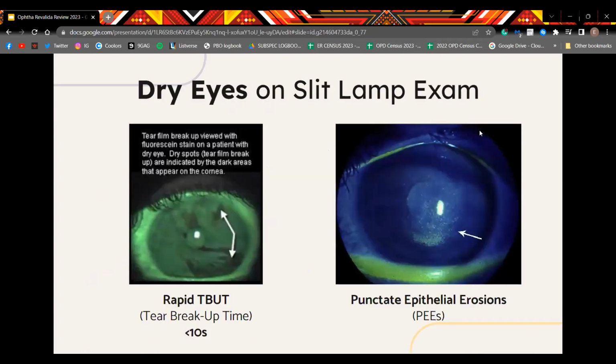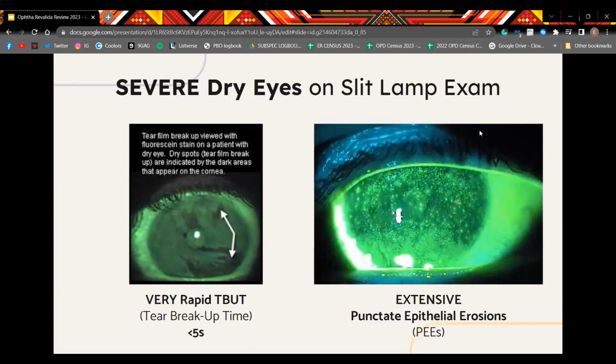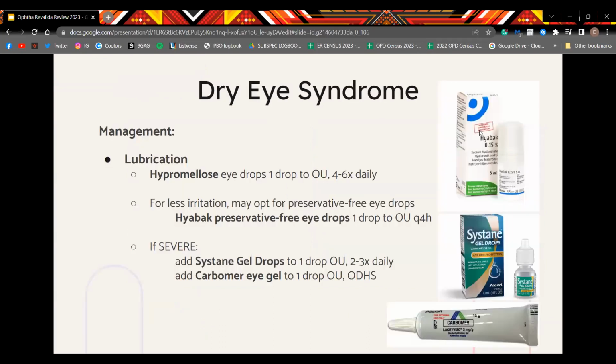Okay, so again this is yung appearance ng dry eyes on the slit lamp: tear breakup time of less than 10 seconds, and sometimes with punctate epithelial erosions. Again, this is how severe dry eyes would appear on the slit lamp: very rapid tear breakup time of less than 5 seconds and very extensive yung punctate epithelial erosions.